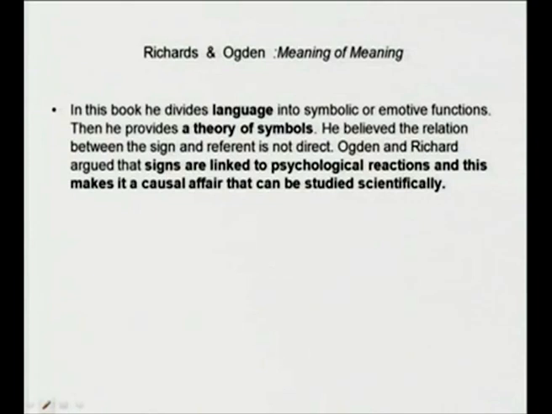Richards and Ogden together collaborated in another book, The Meaning of Meaning. In this book, he divides language into symbolic and emotive functions. Then he provides a theory of symbols. He believed the relation between the sign and referent is not direct. Ogden and Richards argued that signs are linked to psychological reactions. Naturally, when you are dealing with human experience, you will be talking about the psyche, the mind, and therefore the psychological dimensions open up automatically, and this makes it a causal affair that can be studied scientifically as a social science document.